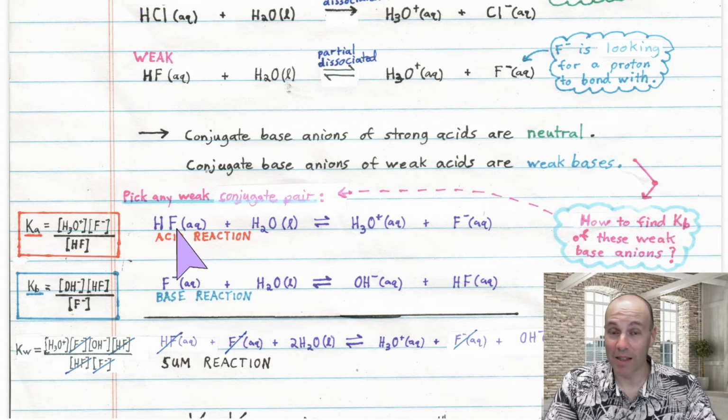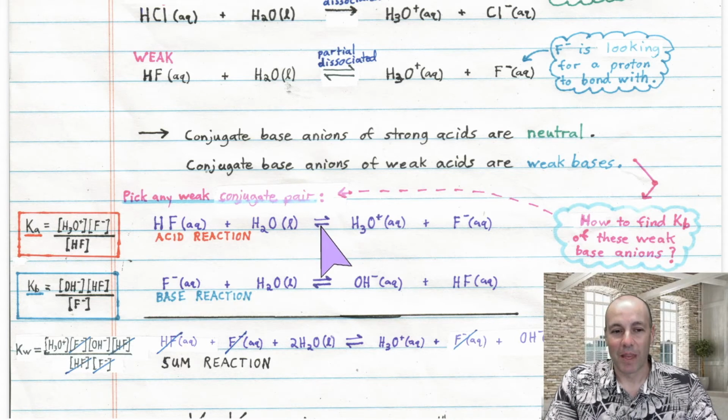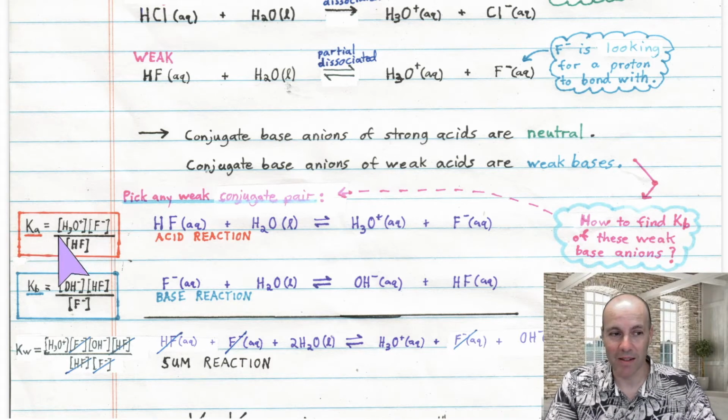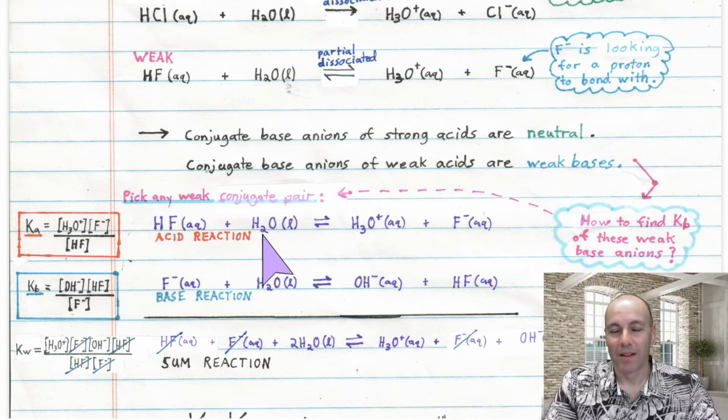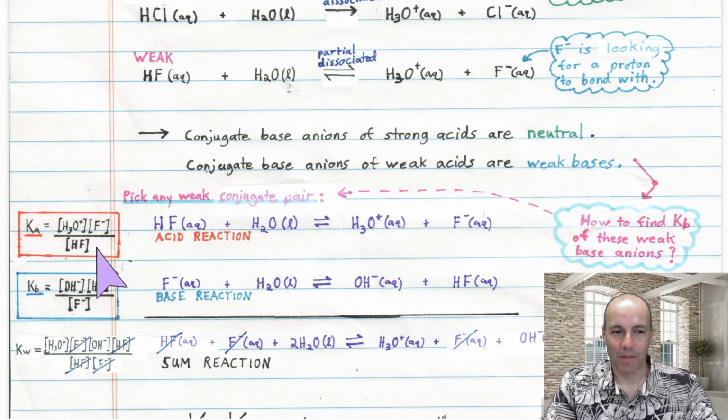Now hydrofluoric acid is an acid, and it's a weak acid, so it undergoes partial dissociation. And this equilibrium corresponds with the equilibrium constant expression over here to the left, outlined in red. So Ka, since it's an acid, equals the product concentrations over the reactant concentration. And of course, water is a pure liquid, it's not included. So that's the acid equilibrium.